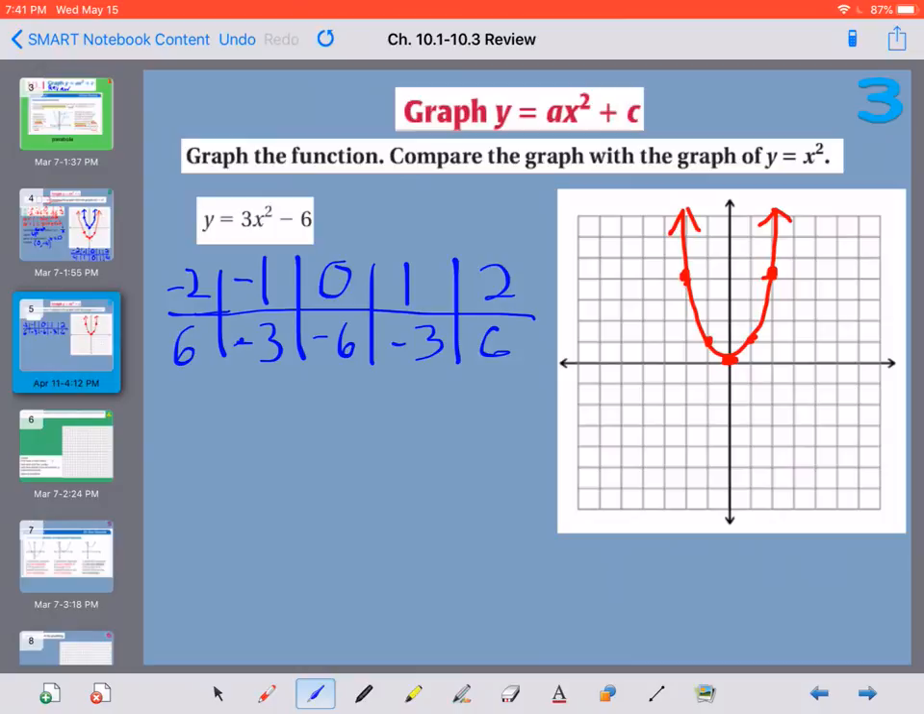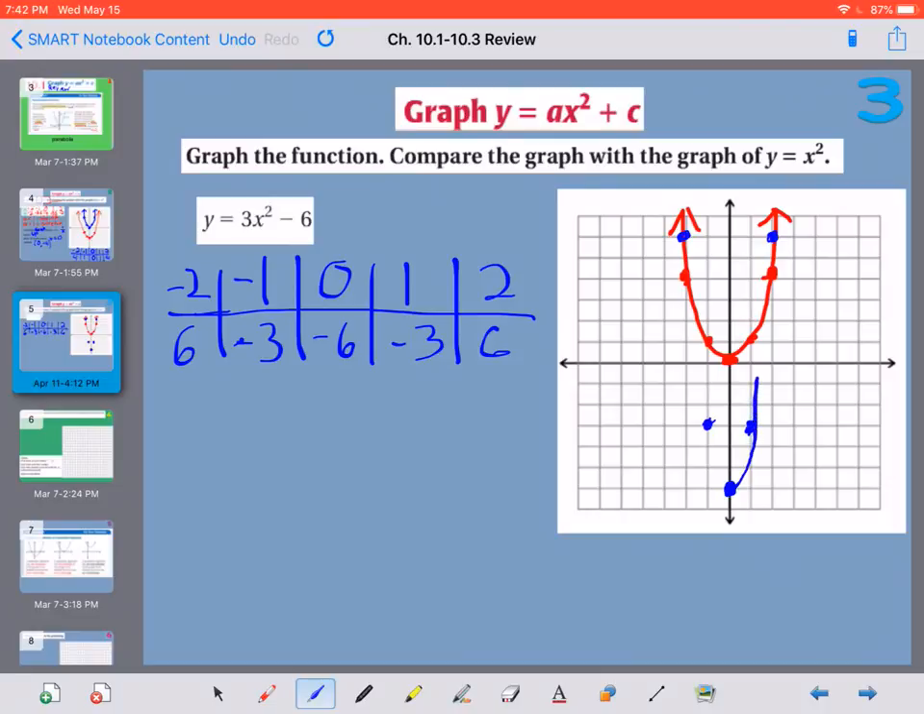So if we graph that, we have 0, negative 6. 1, negative 3. Negative 1, negative 3. 2, now we're going up, 1, 2, 3, 4, 5, 6. Same thing on the other side.